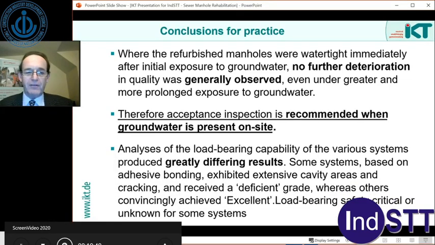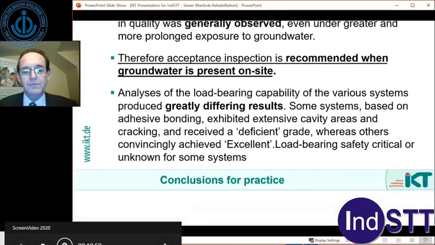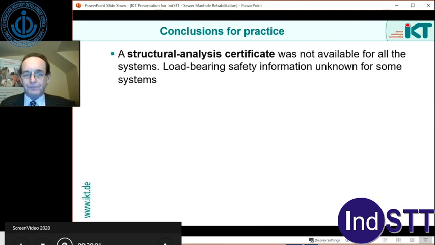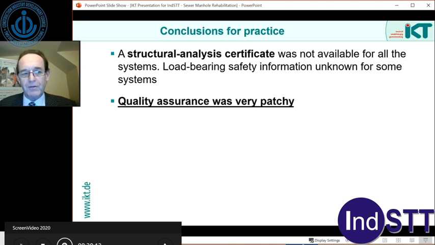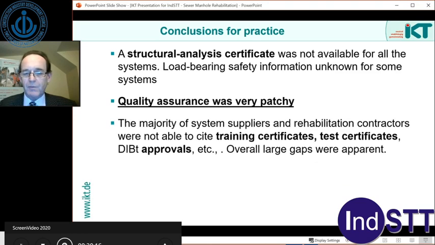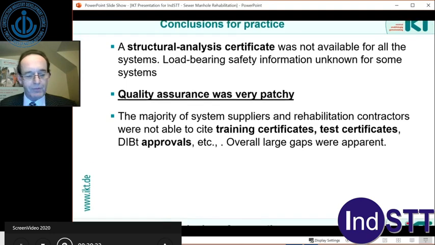The load-bearing capacity using that MAC system varied quite widely. And we got a whole range of things from relatively deficient to excellent. We found in some cases there was no structural analysis certificate that could be provided for the product, so we didn't really know what the load-bearing safety information was for it. And in fact, quality assurance tended to be very patchy. And the majority of the system suppliers weren't able to provide training certificates or testing certificates or approvals. So there were some issues there.